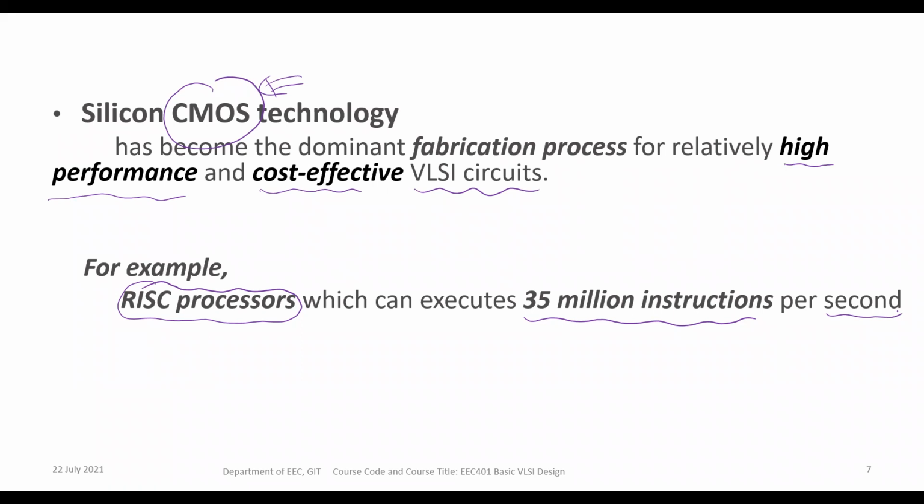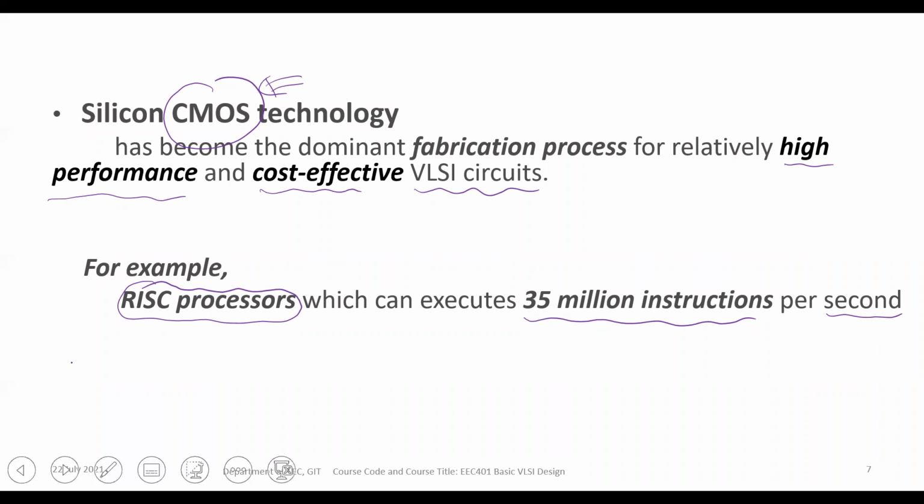Whenever we are talking about high performance, the silicon technology is the first line to come for this particular task. Of course, nowadays beyond-CMOS technology is also available, but at the point of discussion, the 1980s to 1990s, that was a very great achievement people had done. It's not a joke, 35 million instructions per second.